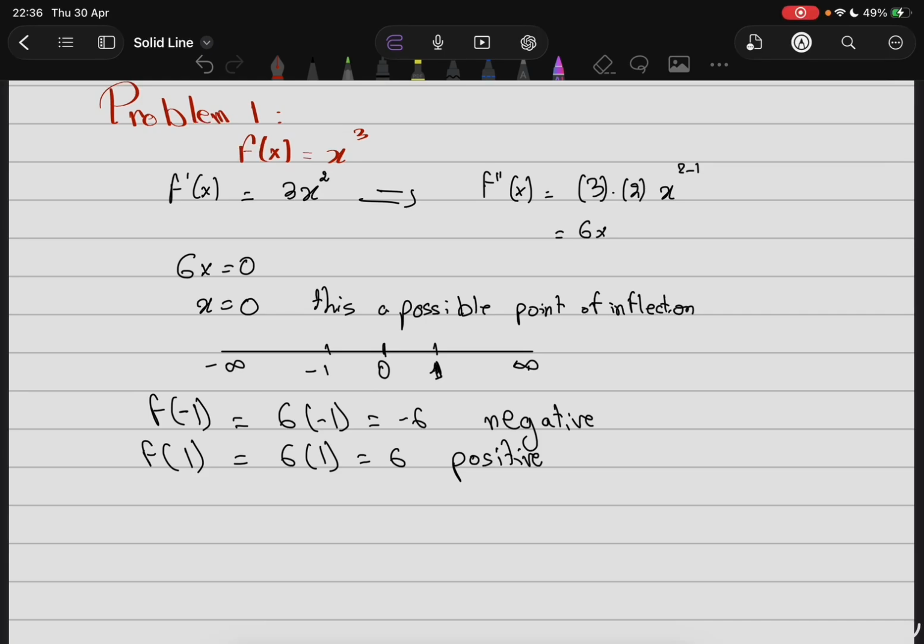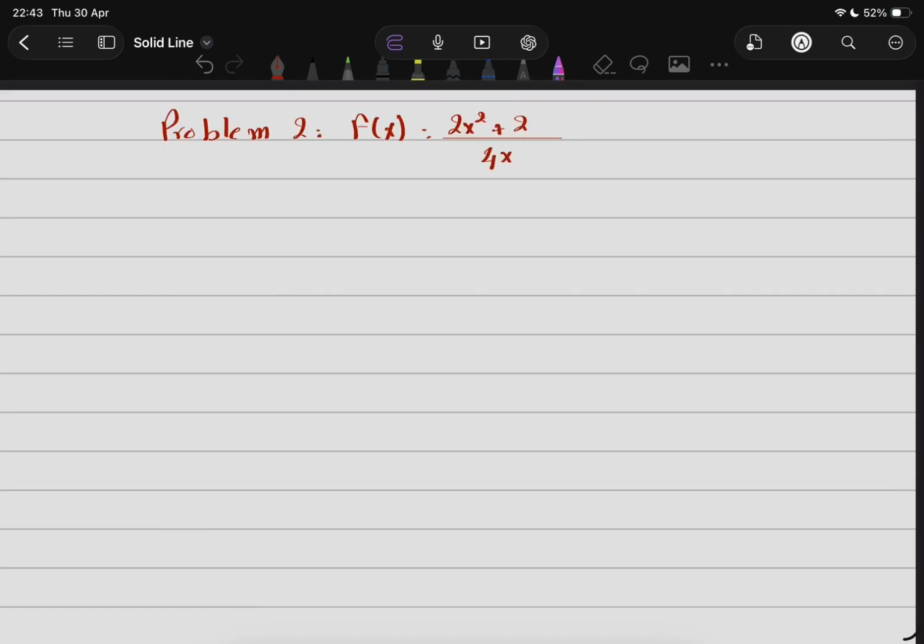Since the sign changed from negative to positive, this is a real point of inflection at x equals 0. So we have concave down from negative infinity to 0, and we do have concave up from 0 to positive infinity. So we're gonna write it down. We make sure that we always write down the intervals.